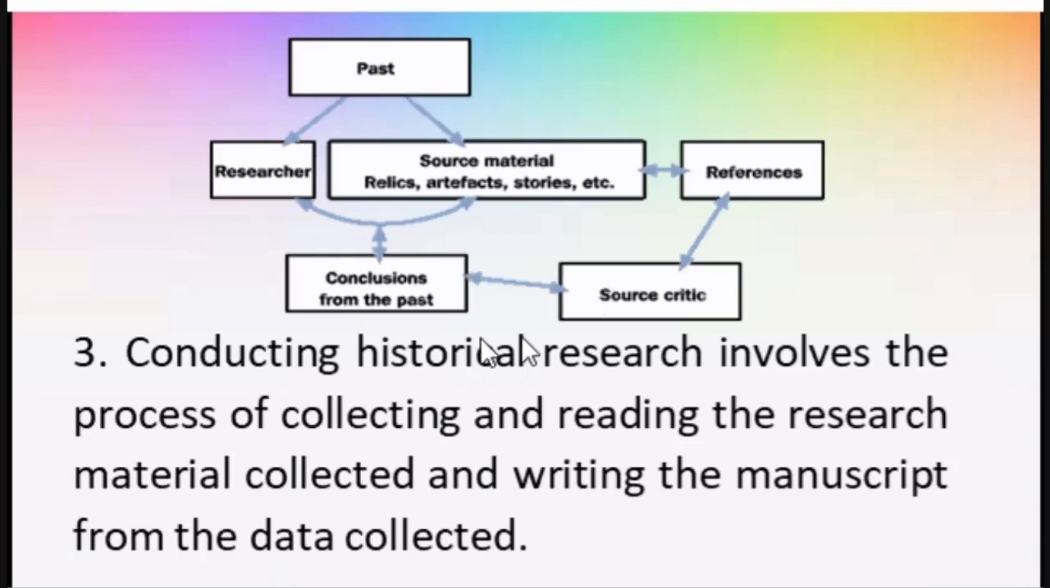So this is the flow chart of the historical research method, right? From the past, the researcher is getting source materials like relics, artifacts, stories, references, and the conclusions. What are the conclusions from the past? And source criticism, what are the criticisms of those sources? So this is how it interrelates.